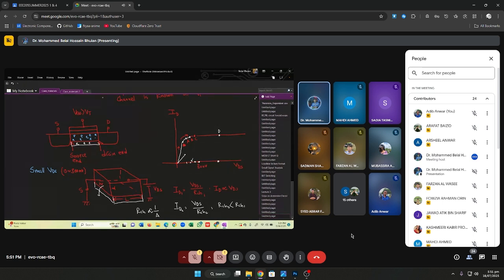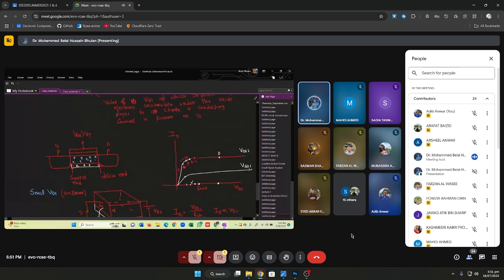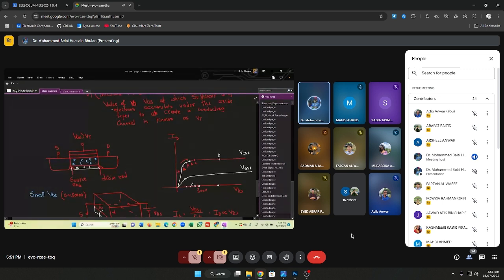So that is how the ID characteristics look. For different values of VDS, we see the current. That is for different values of VGS. Let's say this is our VGS2, and for VGS1 we would see something like this. Now notice one thing. If you look at this curve, let me draw it here. If you look at just the top curve, okay?